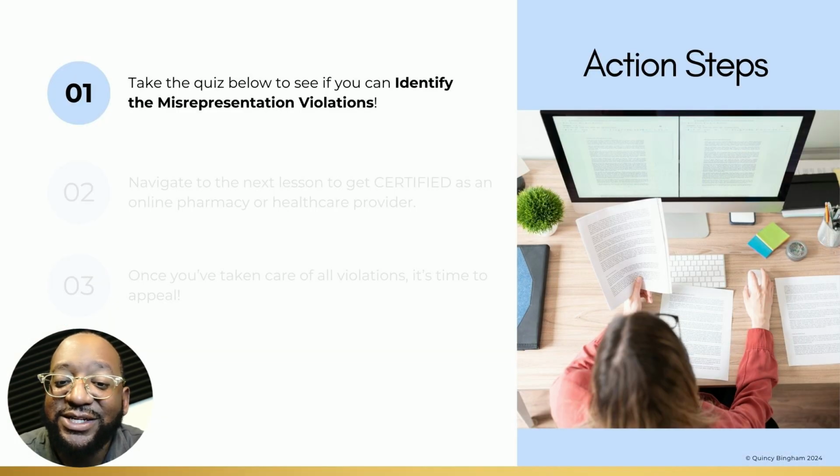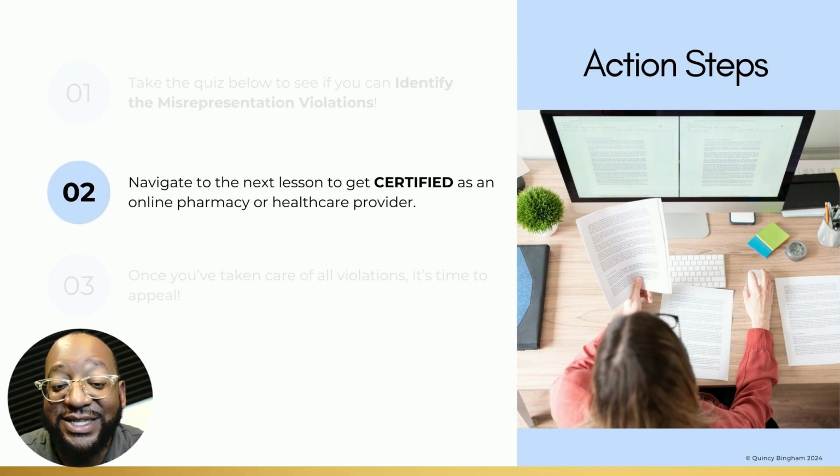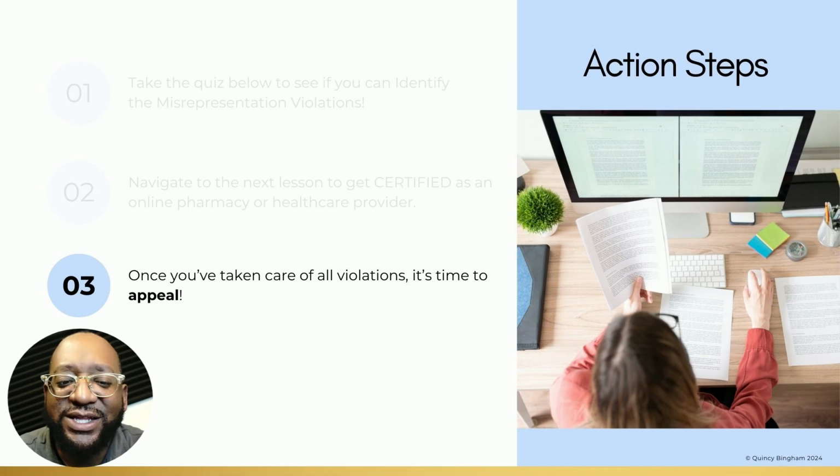So, now that you understand the most common violations, let's get you out of them. If you're ready to overcome your misrepresentation policy violations, use our resources to correct these errors in your ads, keywords, and landing pages. Then, if you really want to have a leg up when you contact Google, go ahead and get certified. I'll show you how it's done in the next lesson. Once you've done all of that, you're ready to move on to your appeal.